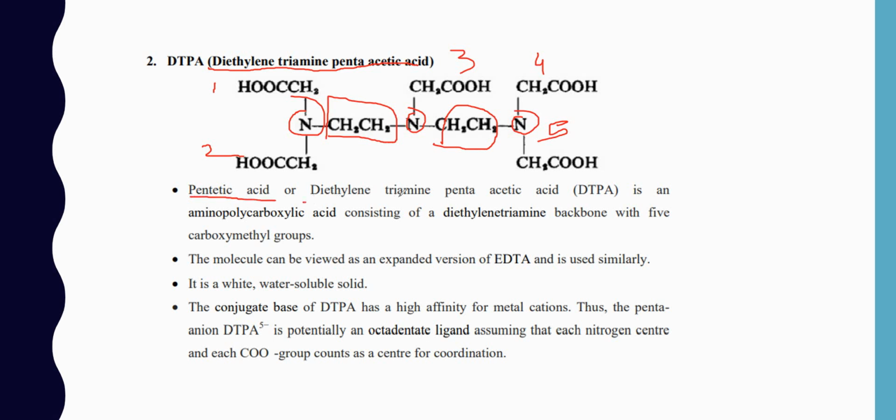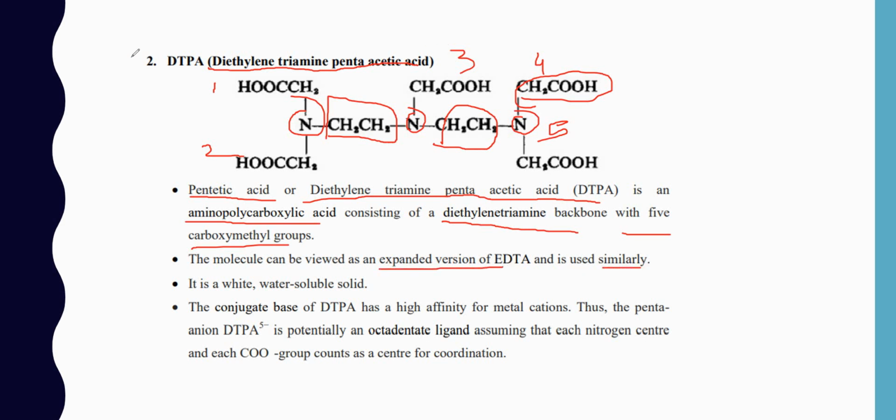Diethylene triamine pentaacetic acid, DTPA, also known as pentetic acid, is an amino polycarboxylic acid. It is polycarboxylic because it has a larger number of carboxylic acid groups. It consists of a diethylene triamine backbone with 5 carboxymethyl groups. The molecule can be viewed as an expanded version of EDTA and is used similarly.